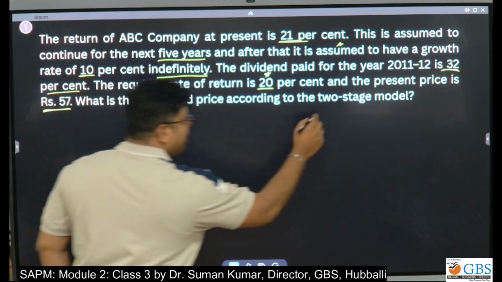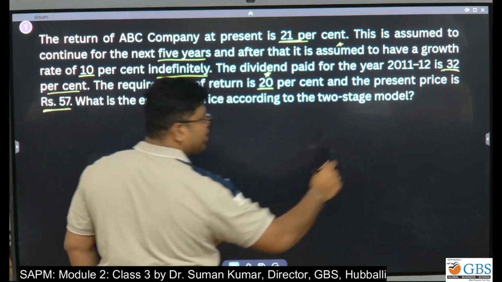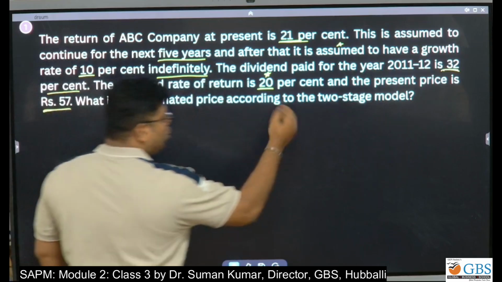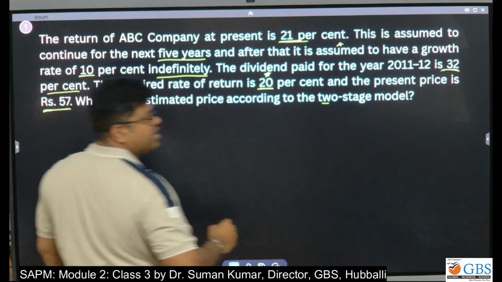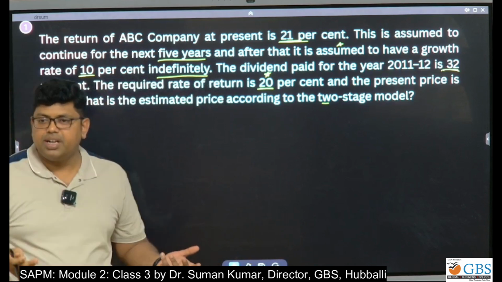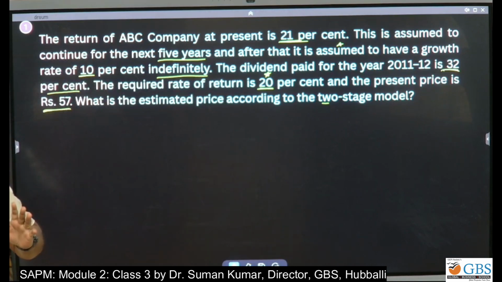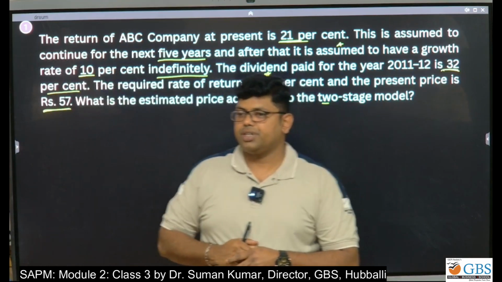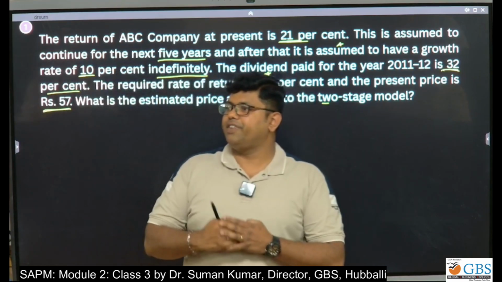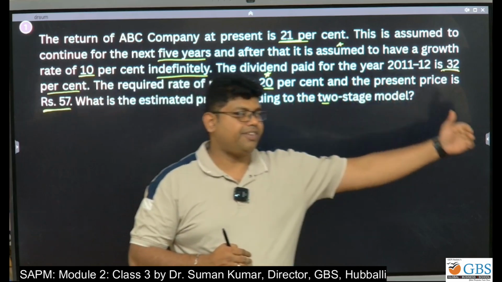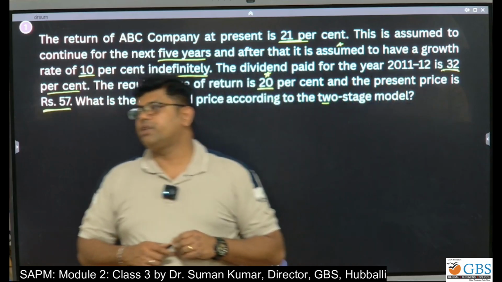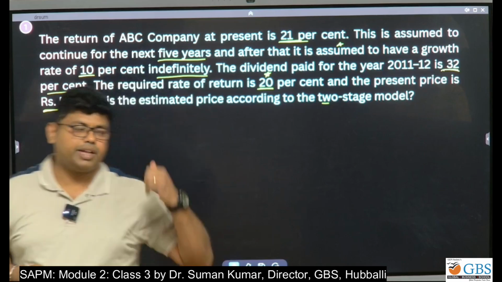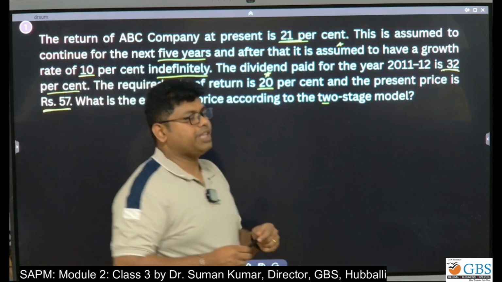So here it is very easy because they have given a two-stage model. Even assuming that this statement is not given in the question, we should be able to find out it is a two-stage model. In a two-stage model, there will be two dividend growth rates, the growth of the first stage and the next stage. This is how we find out whether the given problem belongs to the two-stage model.